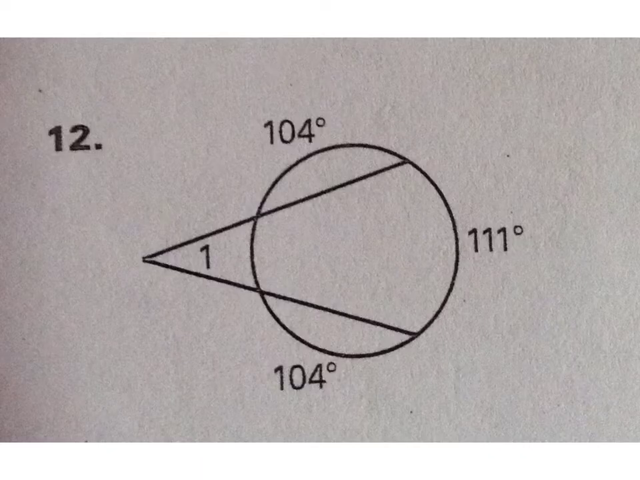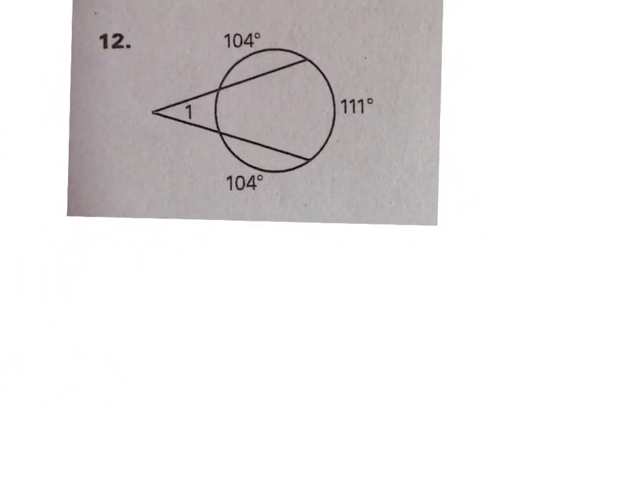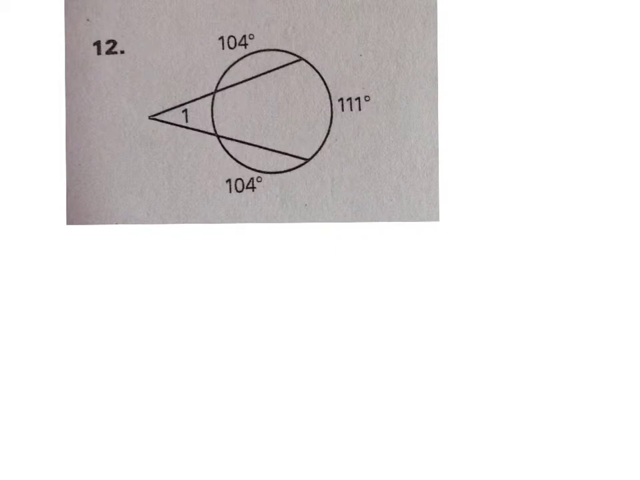Okay, this is number 12. As you can see, the angle is being formed on the outside of our circle. So that means we need to use the 2 intercepted arcs, which happens to be these 2 right here. Do you see how they're opened up to that angle? Well, we can see right away this one is 111, okay? But we're not sure about the other amount.